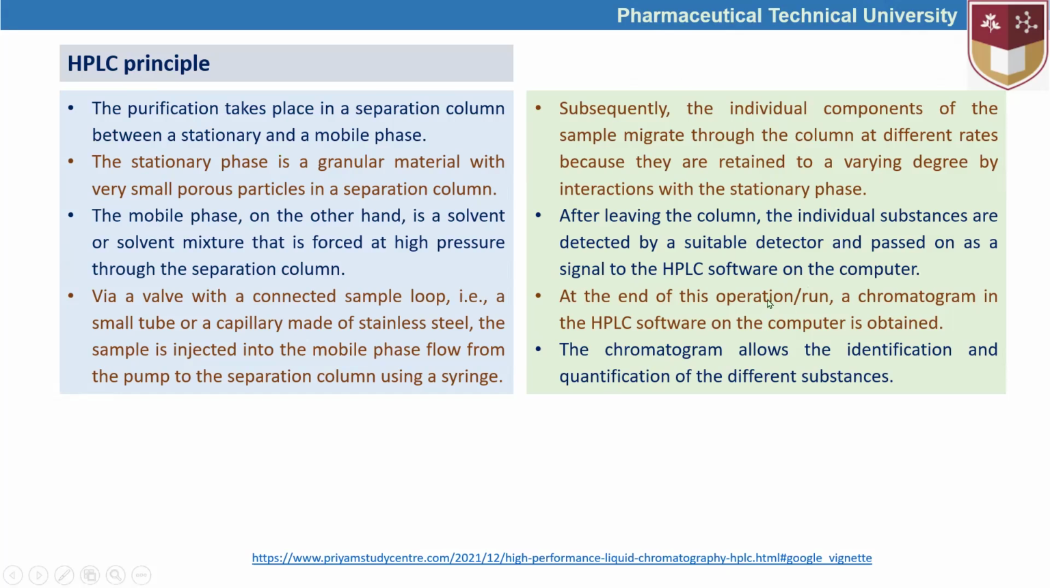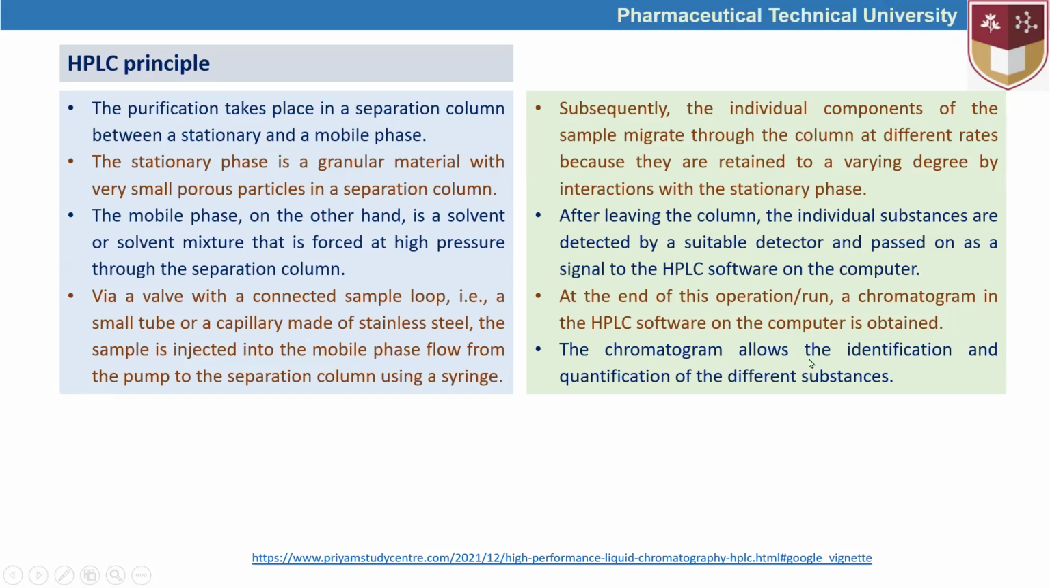At the end of this operation or run, a chromatogram in the HPLC software on the computer is obtained. Every single HPLC has its own software, and that is the only way how we can effectively use the HPLC. If there is some problem in the software, it's almost impossible to use those HPLC effectively.